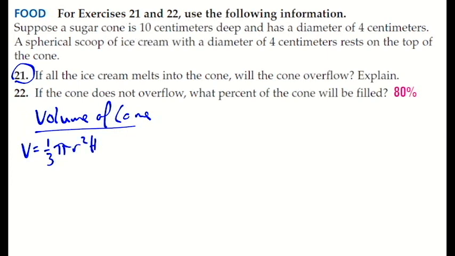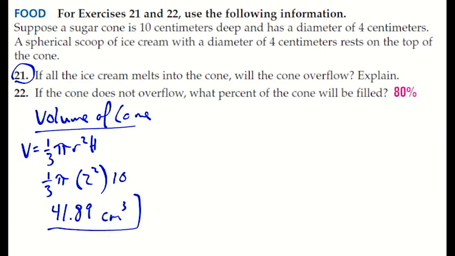So that would be 1/3 pi r squared h times the height. So we got 1/3 pi times 2 squared times the height, which is 10. We calculate that out, we should get a volume of 41.89, and that would be cubic centimeters. So there's the volume of our cone.